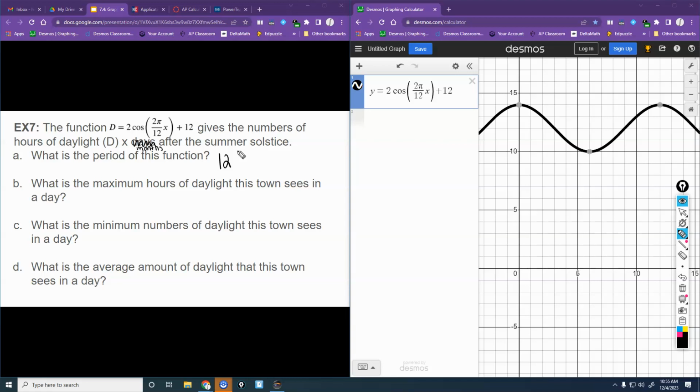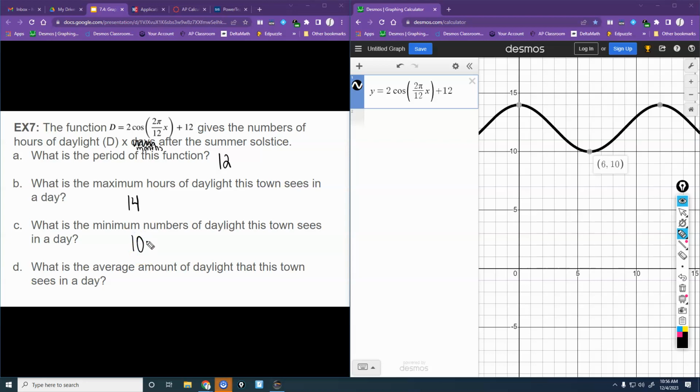It says, what is the maximum hours of daylight this town sees? That's pretty easy to find from the graph. It's going to put all of your maximums here. You're just going to go to any of those maximums. What's the answer, 12 or 14? It's the y coordinate. It's your 14. What's the minimum? Nope. Go to the minimum. What is it? Not 6. 10. It's your y coordinate.